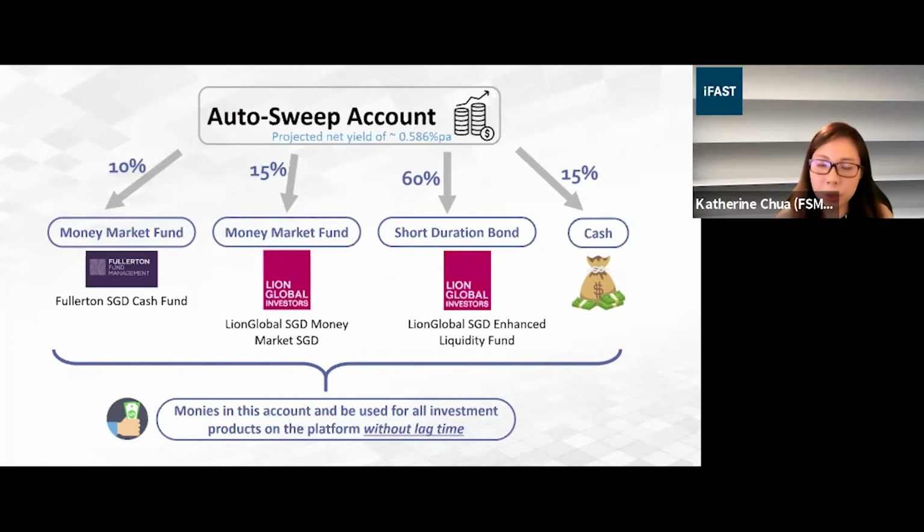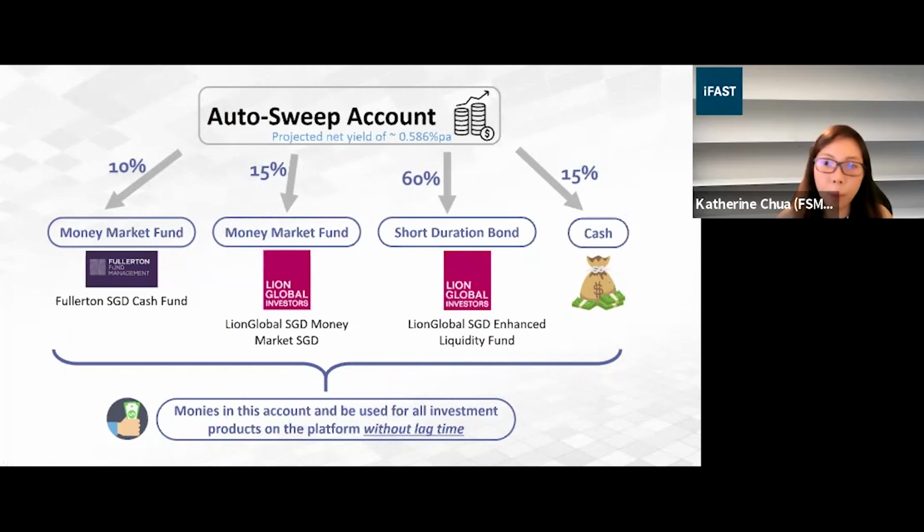And also the Enhanced Liquidity Fund. All these invest in a very high quality bond portfolio with an average credit rating of about A, A plus minus. And the weighted duration of the fund is usually less than a year as well, so they are not very sensitive to the interest rate environment. And like I said, the last 15% of the portfolio is safeguarded just in cohort cash.